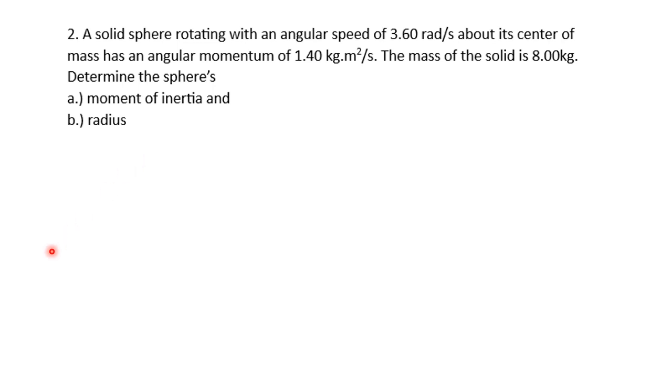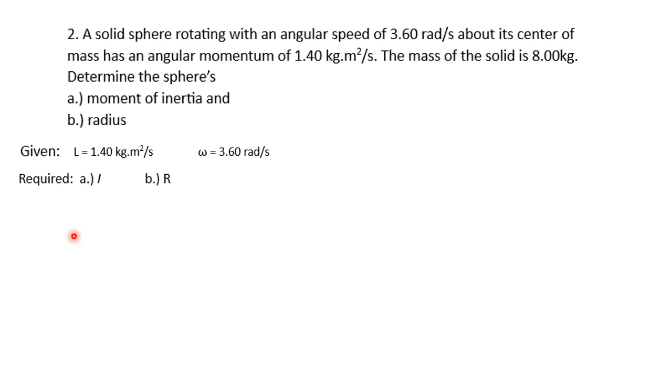Okay, so again, let us first write what is given. So we are given L, the angular momentum. We have 1.40 kilogram meter squared per second. Then we have omega of 3.60 rad per second, and the mass is also given. So the mass is 8.00 kilograms. So we are given L and omega. And from the two of them, we can easily find the moment of inertia.